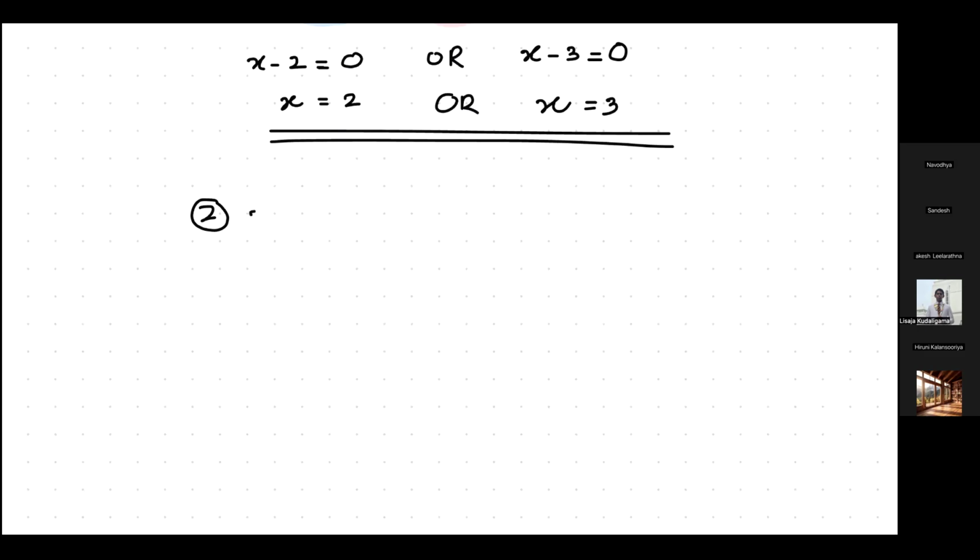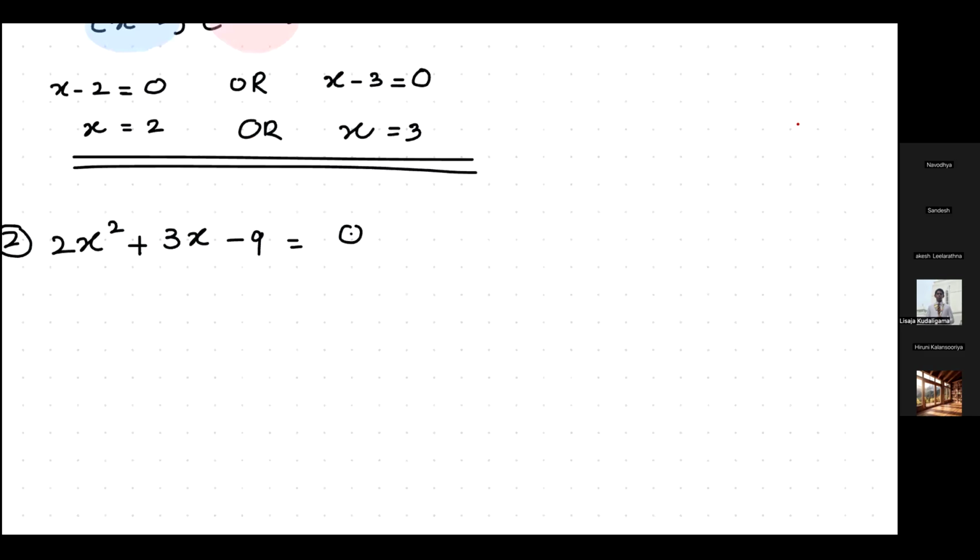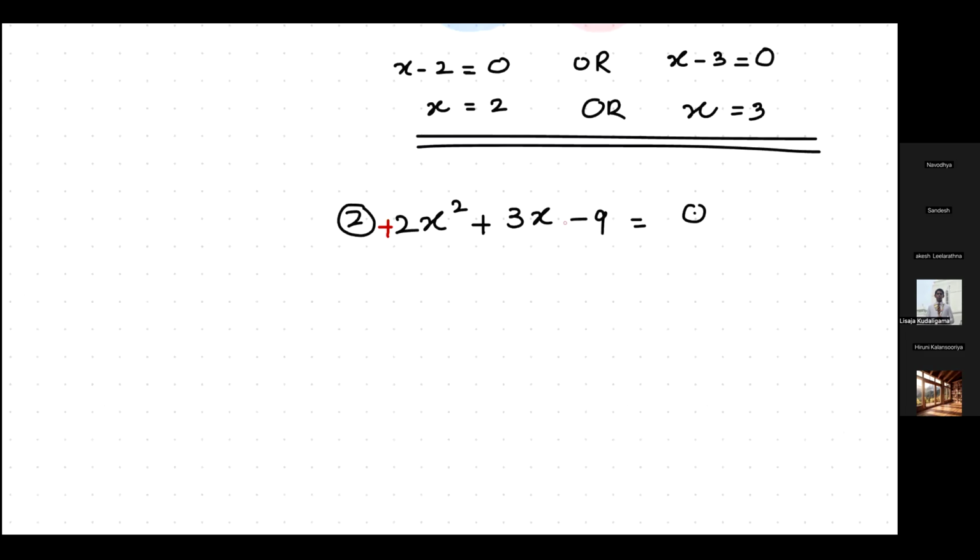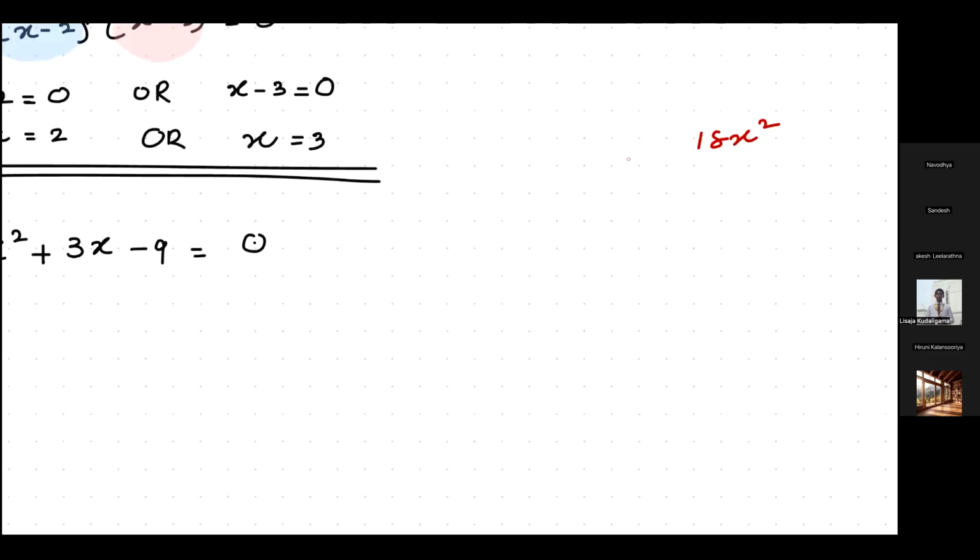2x squared plus 3x minus 9 equals 0. And this is a quadratic expression which I have to simplify. 2x squared multiplied by minus 9. 2x squared multiplied by 9 is 18x squared. Here plus, here minus. Plus times minus means minus. දැන් මෙයාව හැදෙන එක එක විදිහම බලන්න ඕනේ, right?